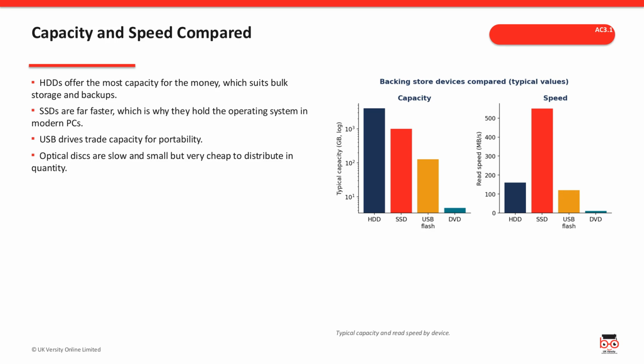Let's read a bit more into those numbers. Hard drives give you the most capacity for your money, which makes them ideal for bulk storage and backups. SSDs are far quicker, which is why they hold the operating system in a modern PC, so it boots and loads in seconds. USB drives trade away capacity to be wonderfully portable, and optical discs are slow and small but brilliantly cheap when you need to distribute in quantity. It all comes back to matching the device to the job.